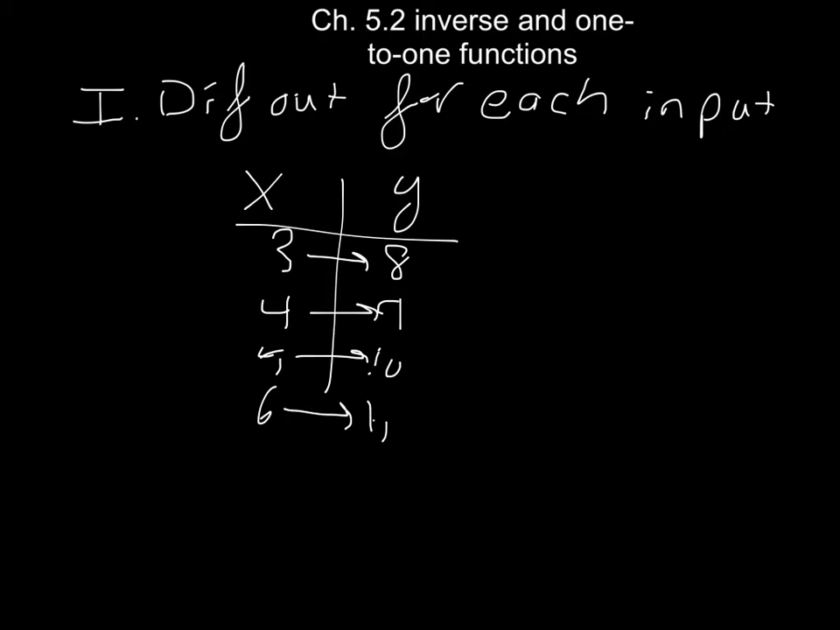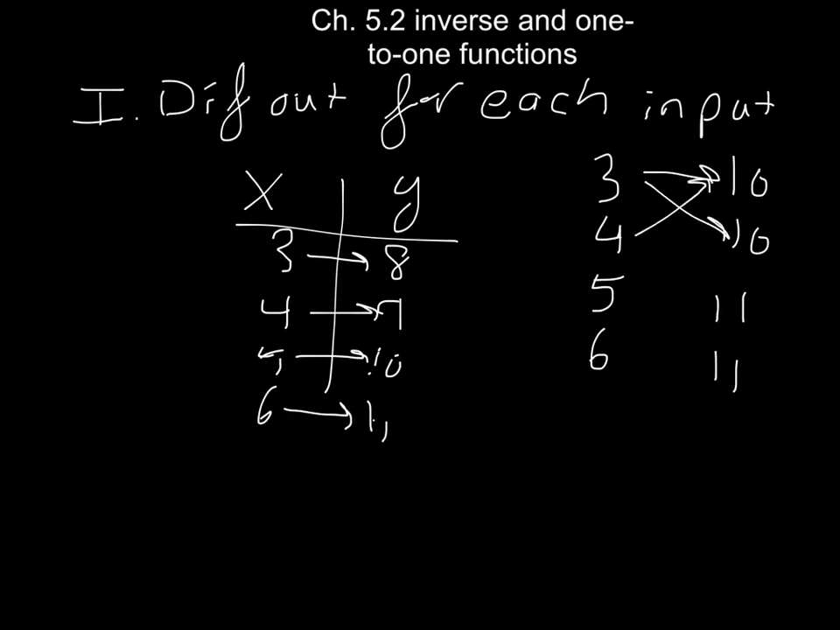So let's look at this example. If we had 3, 4, 5, 6, and then we had 10, 10, 11, 11. None of the x's over here repeat, so it is still a function. These y's can repeat and still be a function. However, it is no longer a one-to-one function because this could go to this or this. So now it's no longer a one-to-one function.